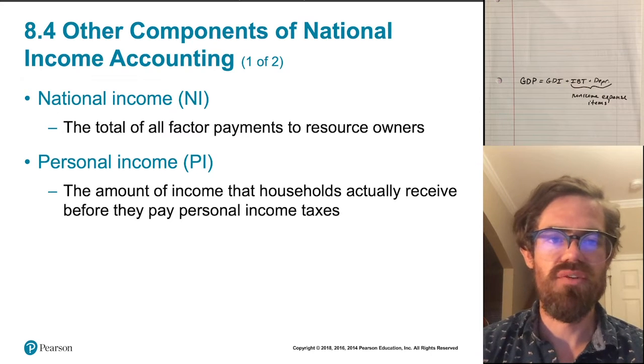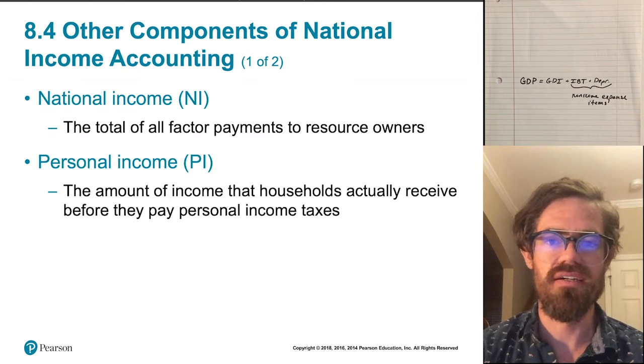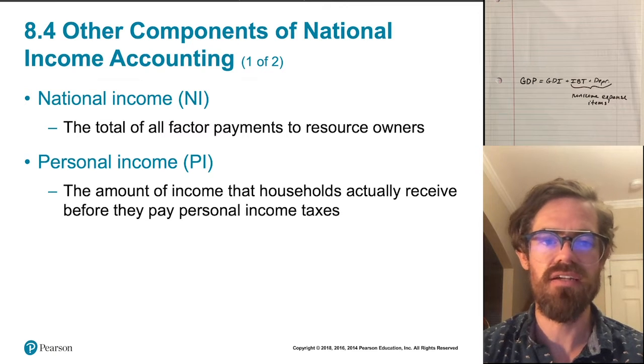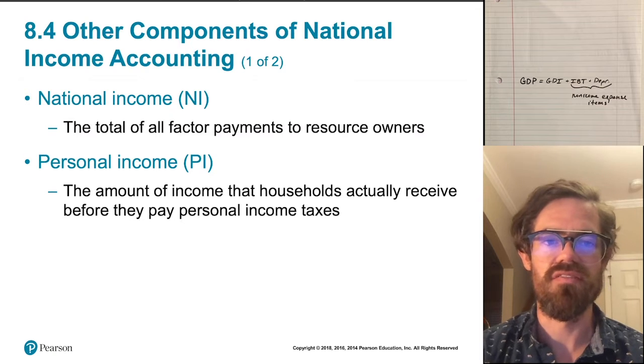Now we're going to talk about a few other components of national income accounting. We've talked at length about gross domestic product and the different ways to calculate it. Now we're going to talk about a few other important components of the national income accounting system. The first is called national income, and this is just the total of all factor payments to resource owners.